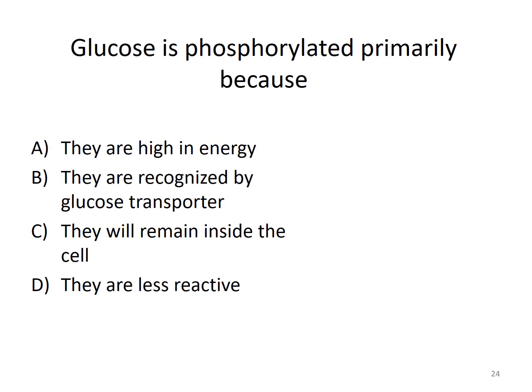And why is glucose phosphorylated? There is a second reason, which is very important. Okay, so the answer is B. As I mentioned just now, the main reason to make glucose phosphorylated is to make it unrecognizable by the glucose transporter so that it will remain inside the cell.